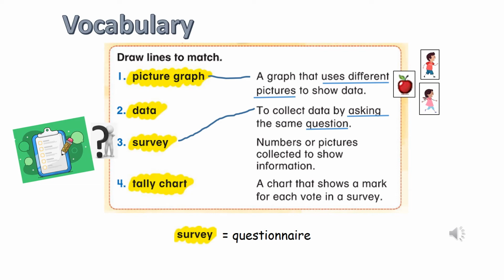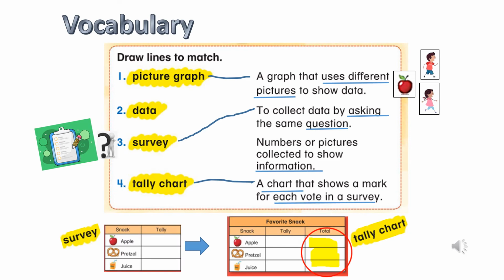Obviously, you're trying to find out, like, which is your favorite fruit? Apples, oranges, or bananas? Or who ran faster? Or who ran the most laps? The boys or the girls? So that's what the survey does. It asks the questions.